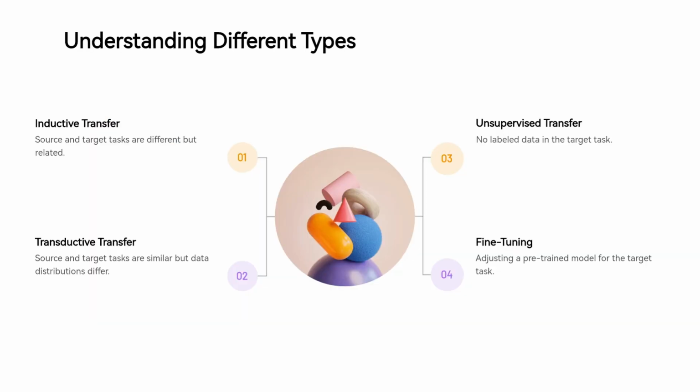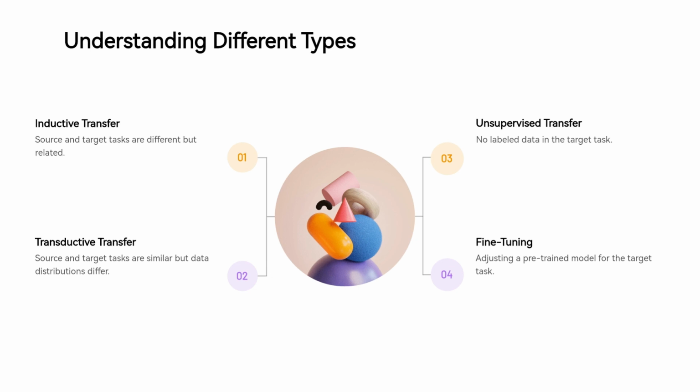There are several types of transfer learning based on the relationship between the source and target tasks. Inductive transfer occurs when the source and target tasks are different but related. For example, a model trained on image classification can be adapted for object detection. Transductive transfer is when the tasks are similar but the data distributions are different. For example, transferring a model trained on images of cats to images of dogs.